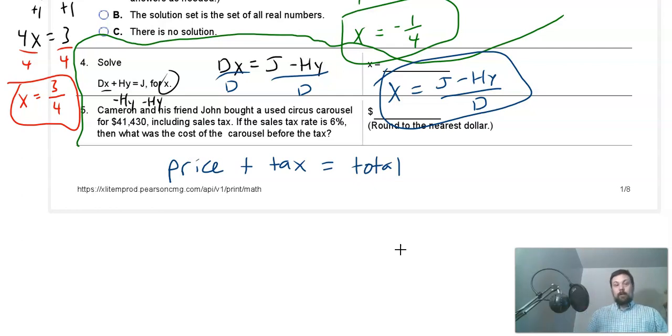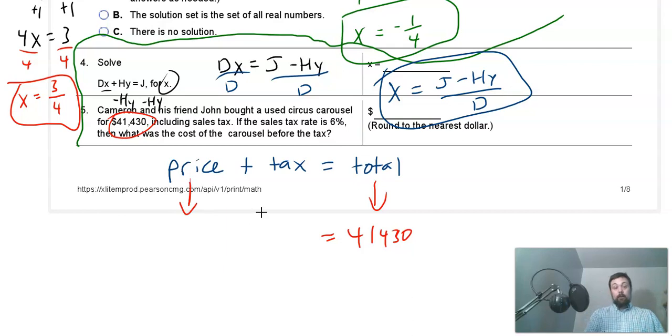So that's what's going on here with Cameron and John buying this carousel, right? The price of the carousel is one thing, but then once you add the sales tax to that price, you get this other thing, which is the actual amount that they're going to have to pay. Now we know the amount that they have to pay. That's given to us in the problem, so we don't need a variable for that. The total amount they ended up paying was $41,430.